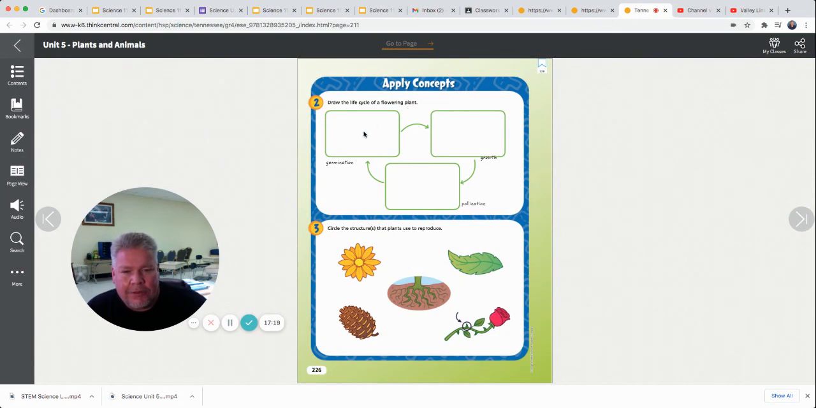All right, if we were to draw the life cycle of a flowering plant, what would we draw? We could draw a seed with a little plant growing out of it for germination. Growth, we could draw a little plant starting to grow. And pollination, maybe a bee on a flower that's on that plant.